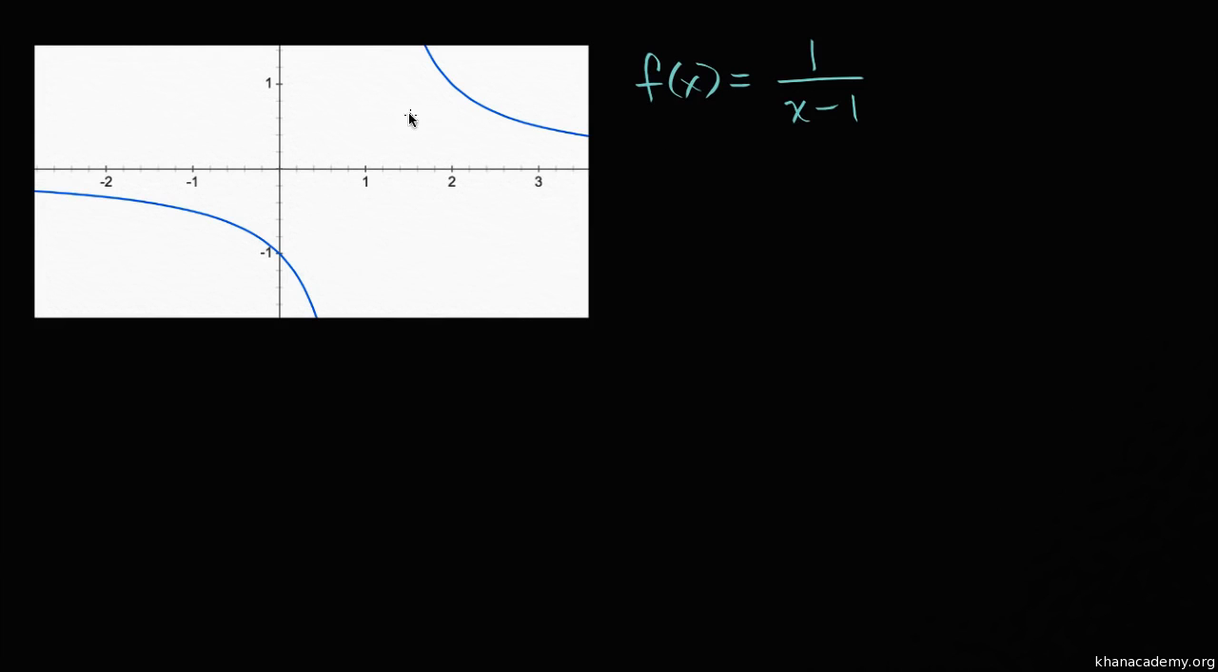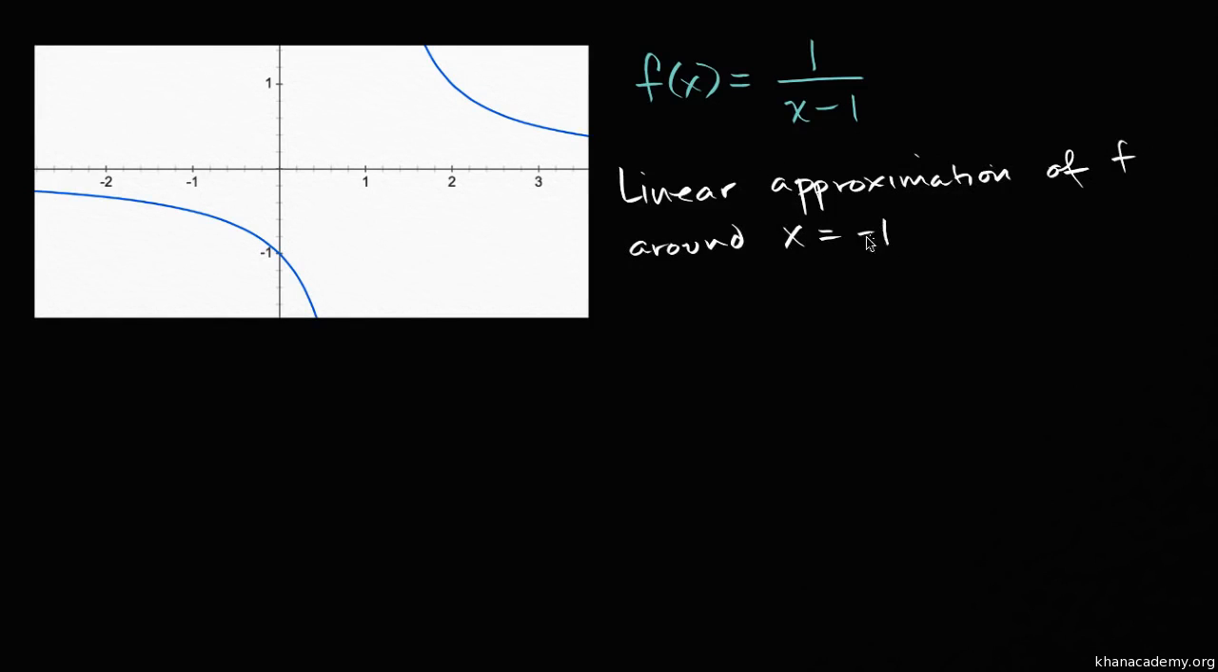And so what we're going to do is we want to find an approximation. Let me write this down. I want to find a linear approximation, so I'm going to approximate it with a line. I want to find a linear approximation of f around, and you need to know where you're going to be approximating it, x equals negative 1.